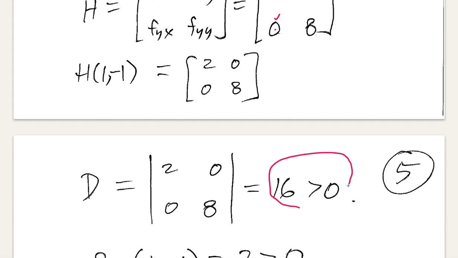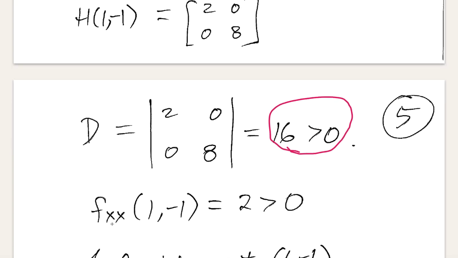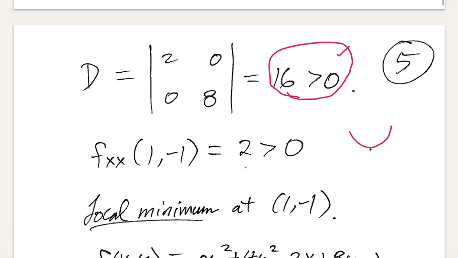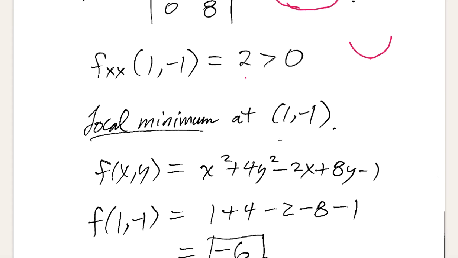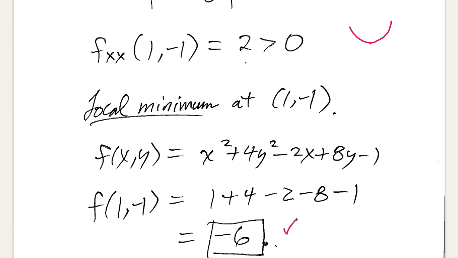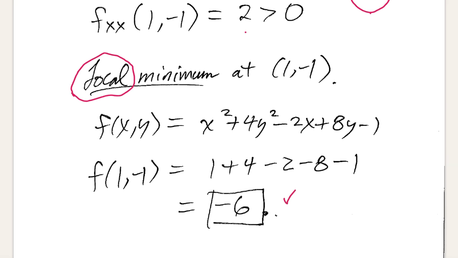That means I'm going to have a local maximum or a local minimum. I don't know yet. Let's double check. F sub xx at (1, -1) is 2. That's greater than 0, so it's concave up everywhere. That means it's going to be a local minimum there at (1, -1). The actual value of the function at (1, -1) turns out to be -6. And in fact, this is not just a local minimum. It turns out this is a global minimum. The absolute minimum value of the function is -6 at (1, -1).